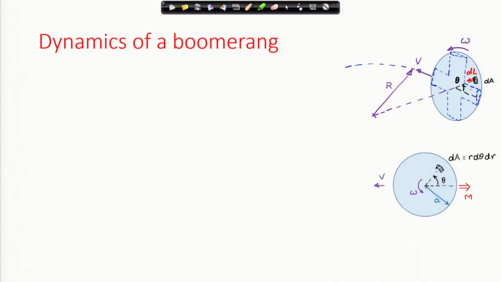So, this is the face-on view of the boomerang. I have considered a little element, the area is r dθ dr, at an angle θ from the horizontal. This horizontal is the direction of the moment, which is fixed to the boomerang. The little lift that this element generates is 1/2 ρ u² C_L dA. This is a very standard expression of lift force: 1/2 ρ times the velocity of the element squared, times the lift coefficient. C_L is known as the coefficient of lift.